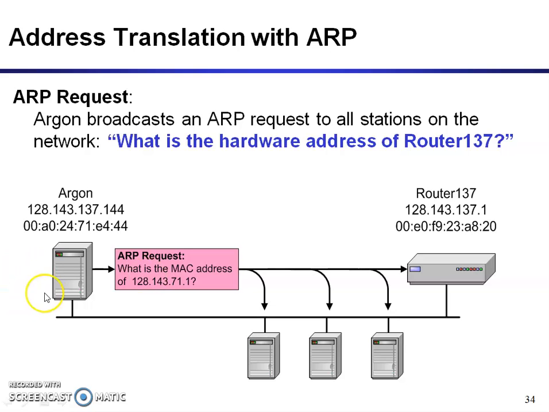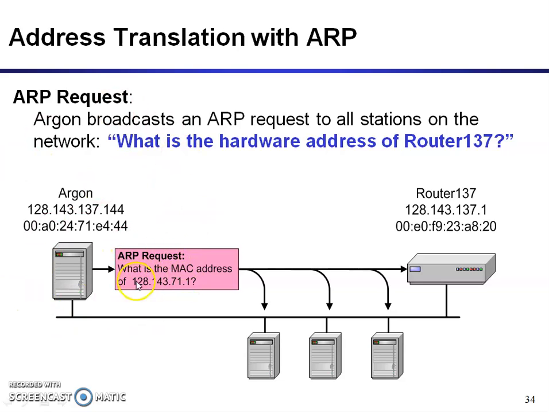Argon will send the ARP request, which is sent to find the physical address of the router. This will be broadcast to the entire network, so all the machines and hosts will get this ARP request. Part of the request is the IP address corresponding to the router, and Argon wants to determine the MAC address of the router.